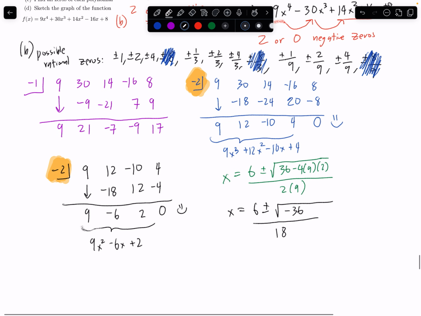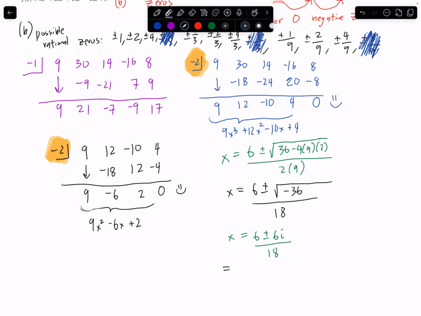Okay, interesting. This guy, 36, is a perfect square. So I've got basically 6 square root of negative 1, or 6i. So 6 plus or minus 6i up top, divided by 18. Those are all divisible by 3, divisible by 6 actually, right? Divide by 6. 1 plus or minus i over 3, which is 1 plus i over 3, or 1 minus i over 3.